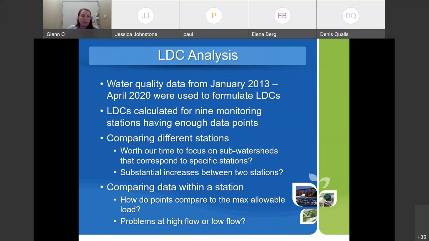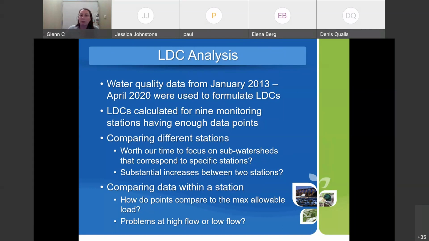So our water quality data was collected from January 2013 to April 2020, and these were used to formulate our load duration curves. We pulled them from 20 monitoring stations, but only 9 monitoring stations had enough data points, as well as paired flow data, for us to properly calculate a load duration curve. So we compared the different stations, we focused on the sub-watersheds that corresponded to the specific stations, and we looked at the increases between the stations.